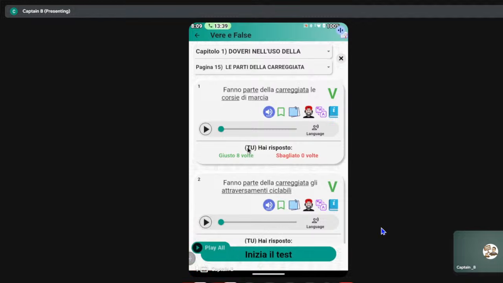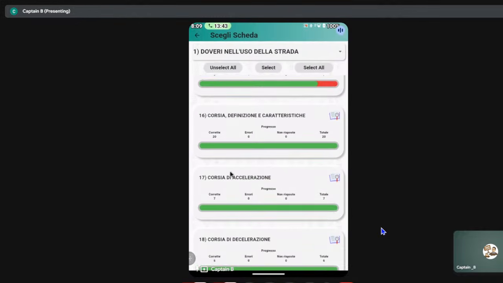Another person. Oh, all right, so let's continue. Number 16, corsia, definition e caratteristiche. Lane definition and the characteristics. Okay, what they are made for, their function, right?